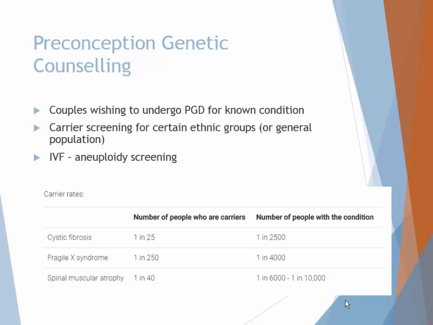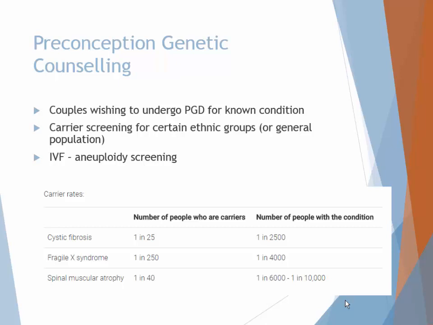People can do PGD because of a known condition. They know that they're carriers or there's something in the family. They can do PGD because of just looking at aneuploidy. So as we get older, we know that chance is increased. So let's just look at the chromosomes and make sure that baby does not have trisomy 13, 18 or 21. And then there is, but we don't do it unless we know there's something in the family.